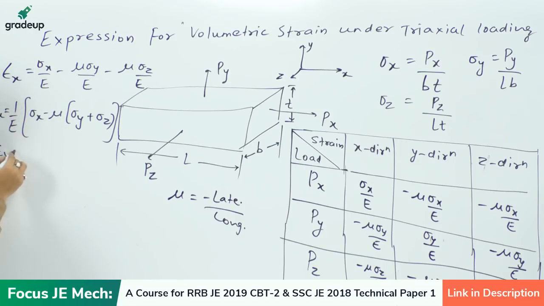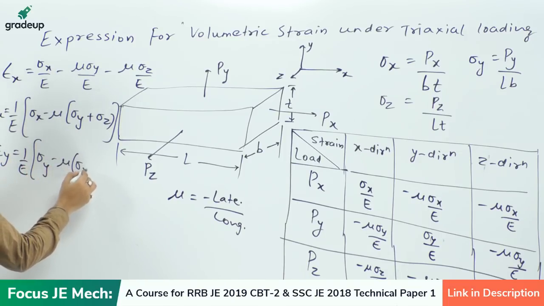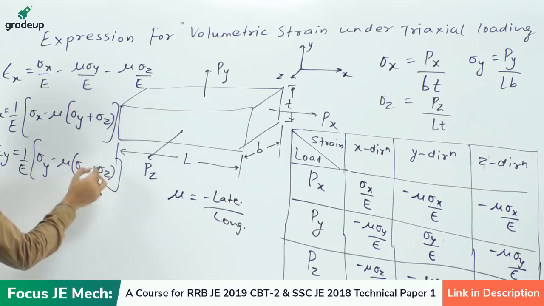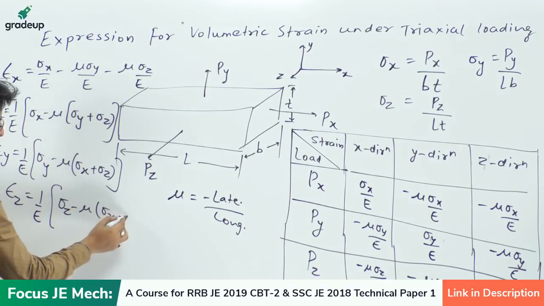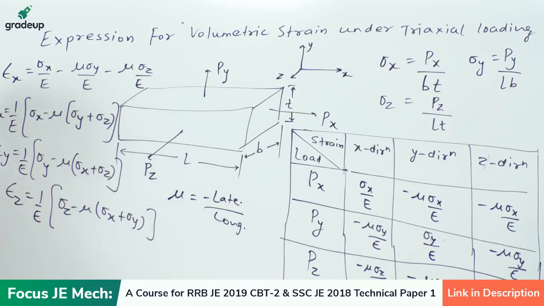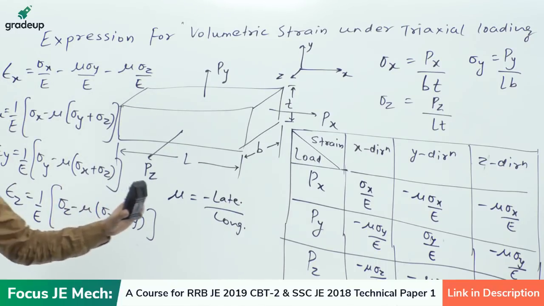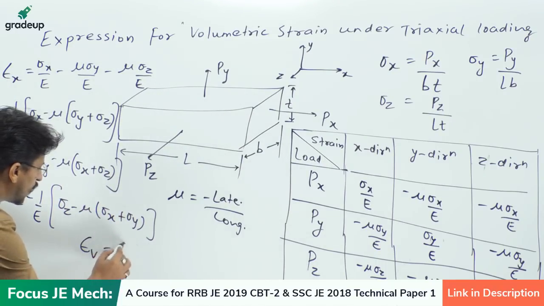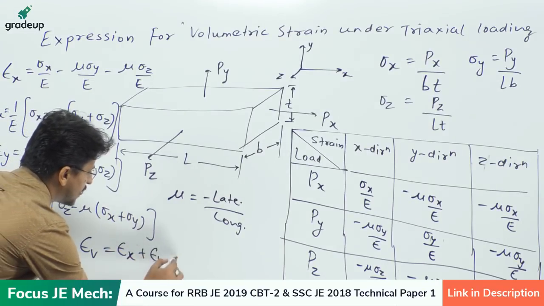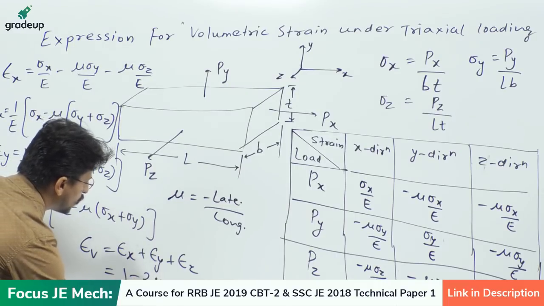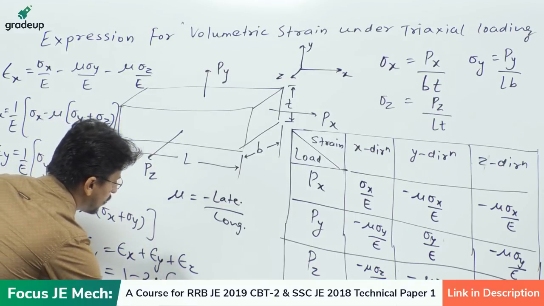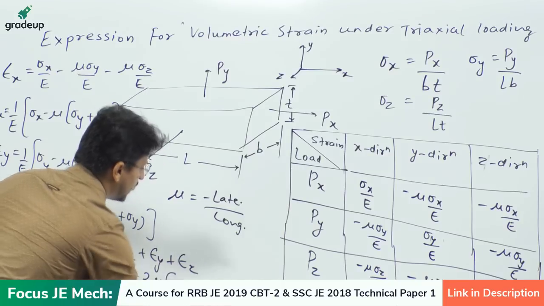If we talk about epsilon y, it will be 1 by E times sigma y minus mu times sigma x plus sigma z. Clear? And epsilon z will be 1 by E times sigma z minus mu times sigma x plus sigma y. Clear? Then the volumetric strain is equal to what? Volumetric strain is epsilon x plus epsilon y plus epsilon z. If we add all these up, we get the relation (1 minus 2 mu) by E times (sigma x plus sigma y plus sigma z).